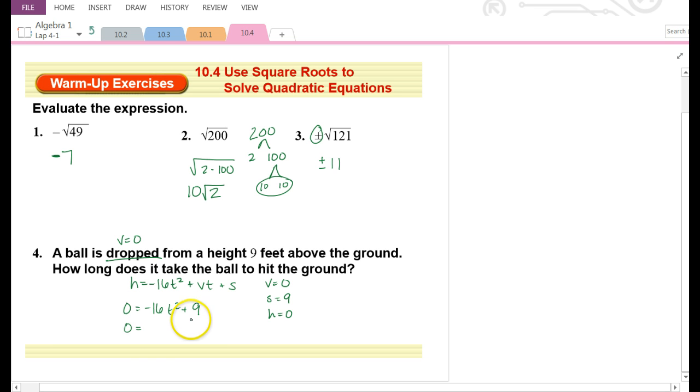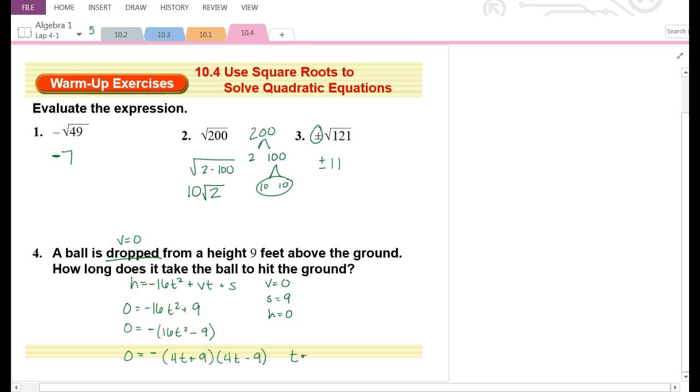So we can't factor out a GCF, but I can pull out a negative one. So let's look at what happens. I have 16t squared minus 9. As I'm factoring this, I realize I have a subtraction and two perfect squares. So that means I have 4t plus 9 times 4t minus 9.